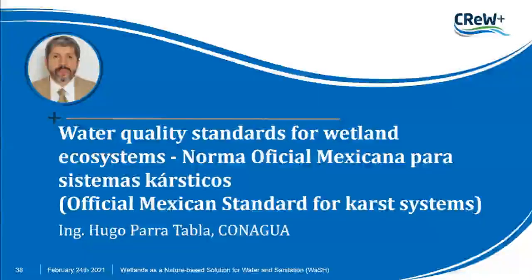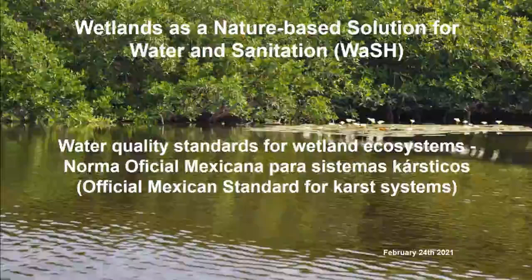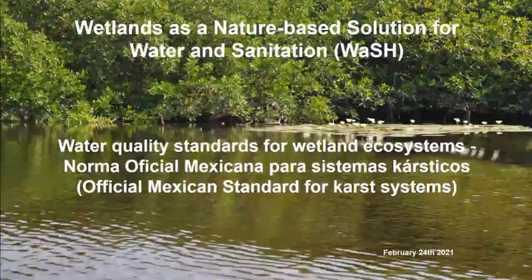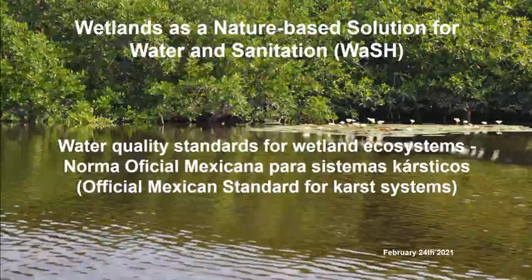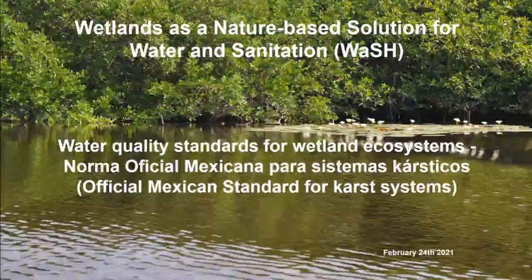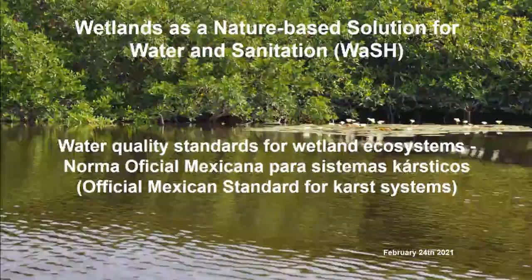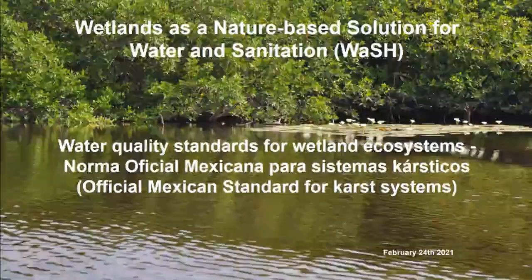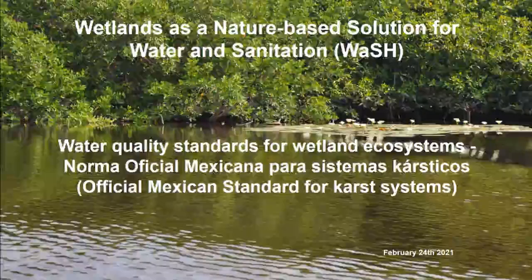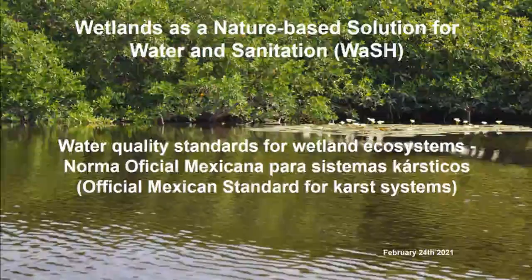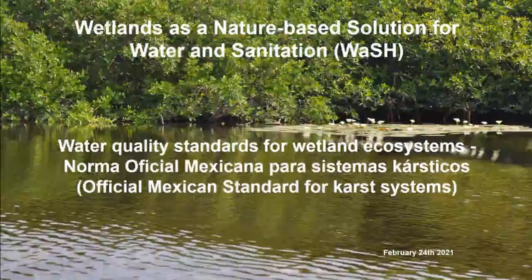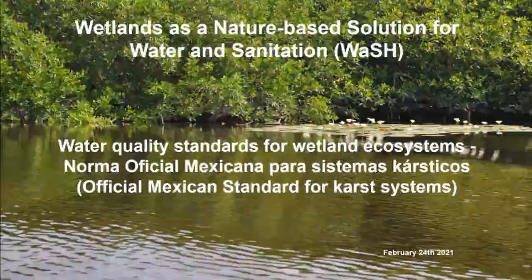Thank you, Hugo. Hi, thank you, Julio, and good morning to all of you. My presentation, if we already have it, is called The Water Quality Standards for Wetland Ecosystems, the official Mexican standard for karst systems. I want to clarify that there is no official Mexican standard for karst systems, but it is a request that has been made because of the growth of the Yucatan Peninsula. In the last years, the Yucatan Peninsula is in the southeast of our country. It has three states, and it is basically a karst platform.